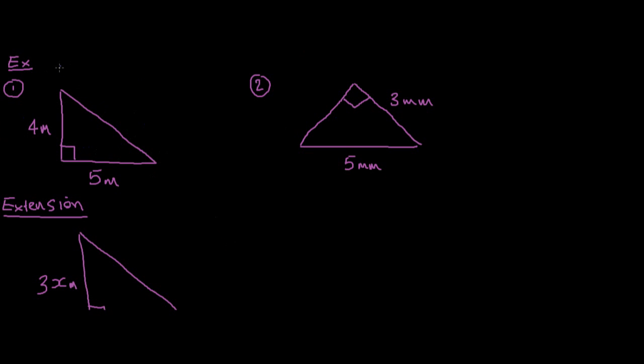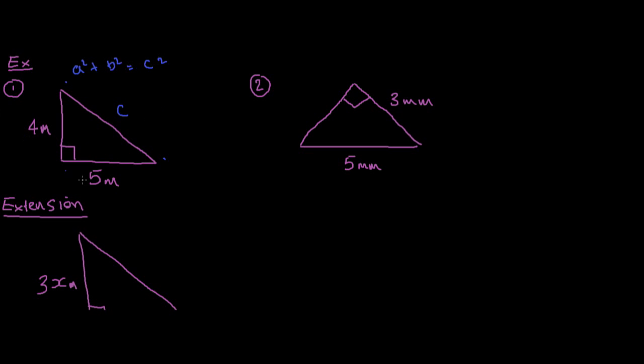So let's use this. First we have to identify the hypotenuse. Remember how I said to identify the hypotenuse, either the longest side or opposite the 90-degree angle. This side therefore must be the hypotenuse. So we're after this side. This side is c. So a squared plus b squared equals c squared.